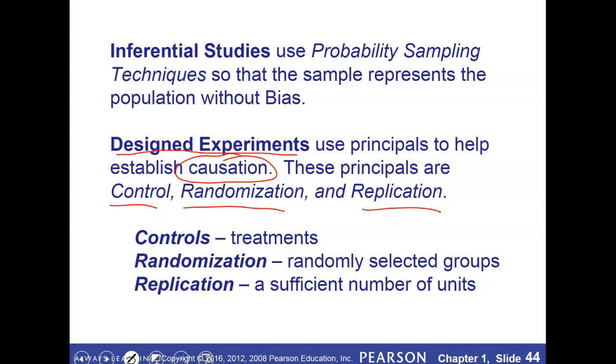The controls are the treatments that we use. Randomization is the fact that we randomly pick who's in the control group and who's in the experimental group. And replication means the number of people in an experiment. We don't want to have like 4 in each group. We want a big number in each group, so that we can actually see a difference. The more people we have in our groups, the more of a difference we can see on whether or not the treatment is effective.